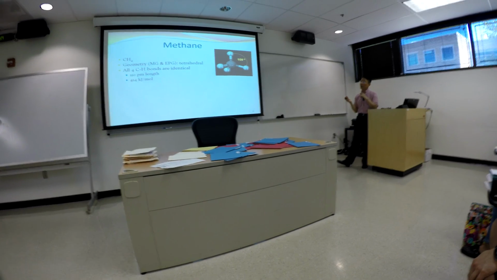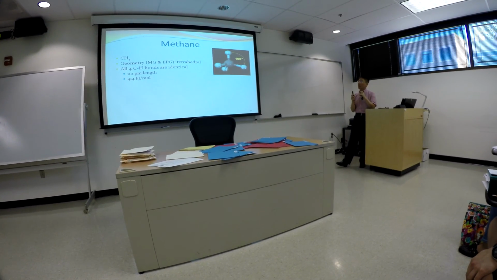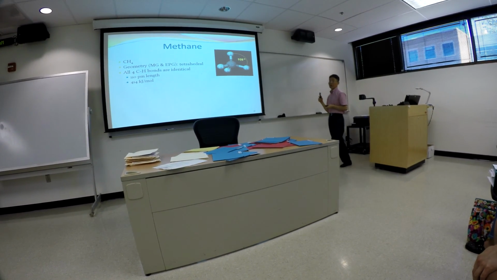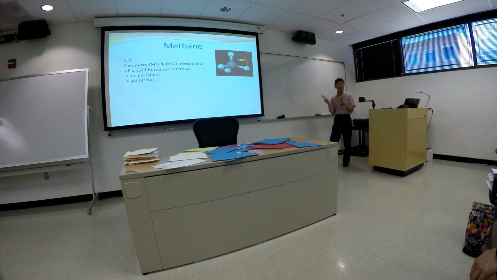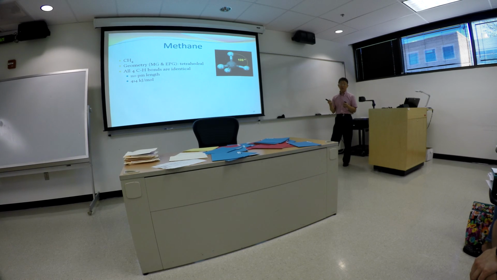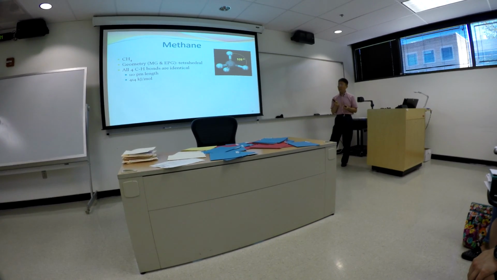The bond energy, each carbon-hydrogen bond stores about 414 kilojoules per mole of energy. That means if you need to break the carbon-hydrogen bond, you have to supply 414 kilojoules per mole of energy in order to break the bond.